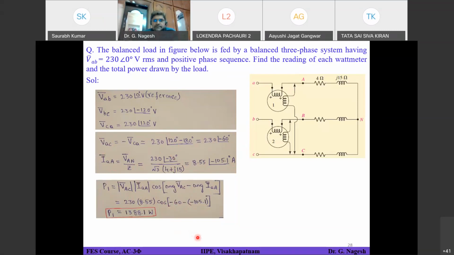Right. What about wattmeter 2? What will be the expression for power P2? VBC into IBB into cos of the angle between the angle of VBC minus IBB. Yes, correct. Right, so write that expression, substitute those values and try to calculate the value of P2.